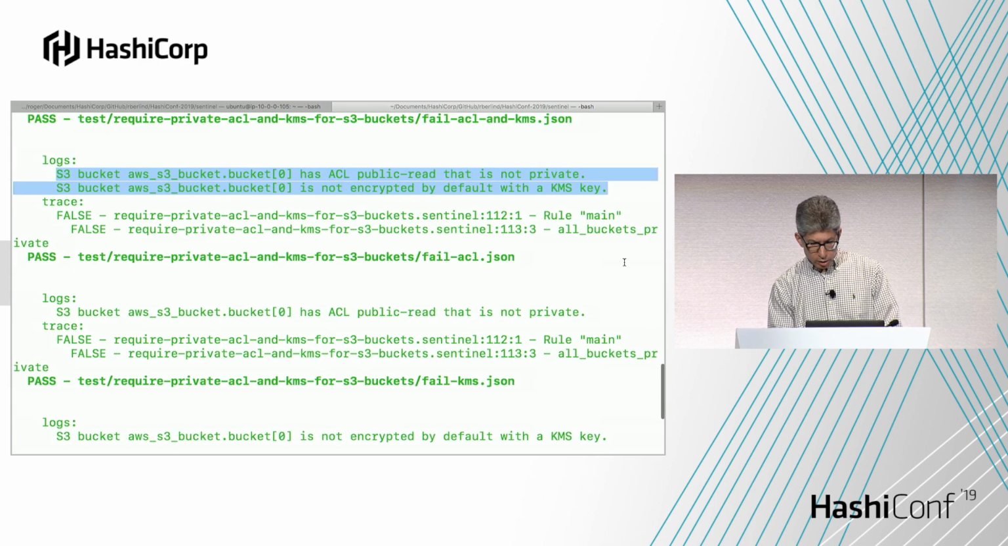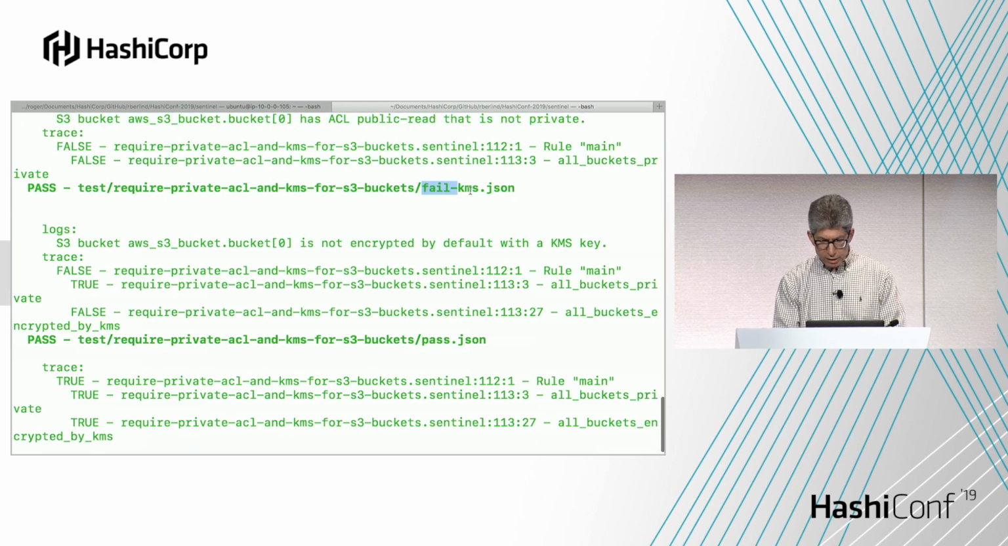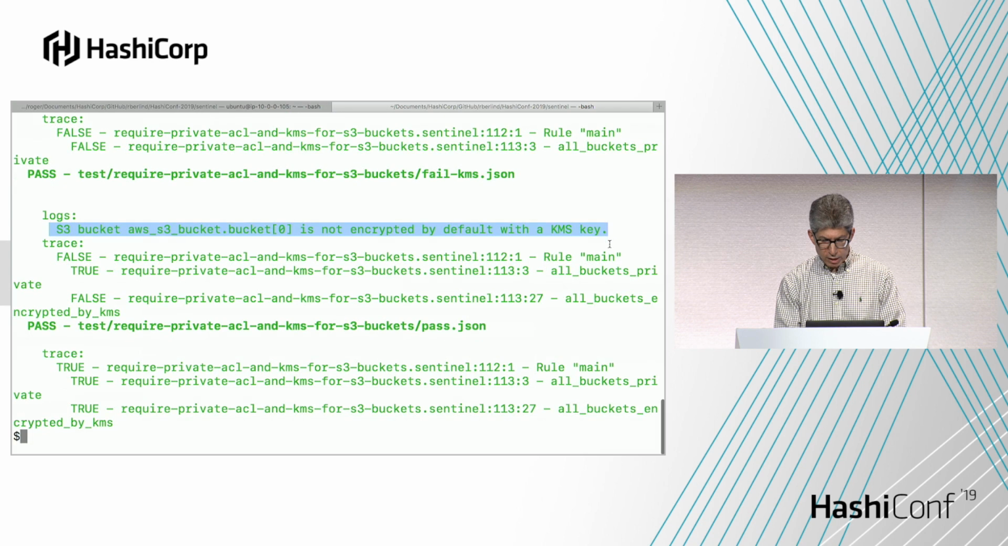The second one, fail ACL, is saying that this bucket, in this log message here, has an ACL public read that is not private. You get the idea. Fail KMS has a message saying that it's not encrypted with a KMS key, and then the pass one is okay. So that's the Sentinel simulator.